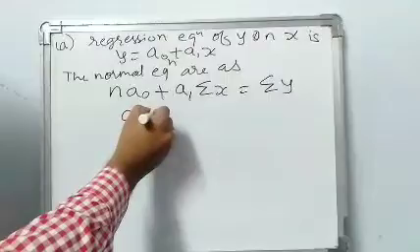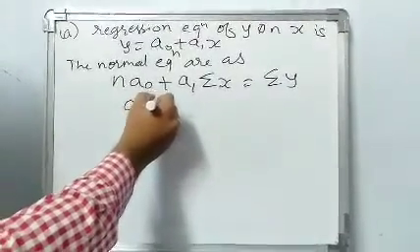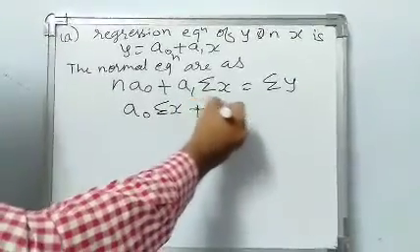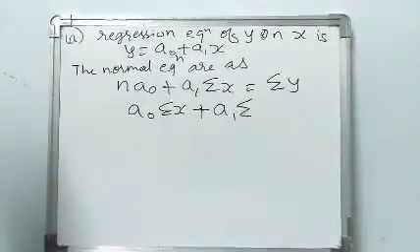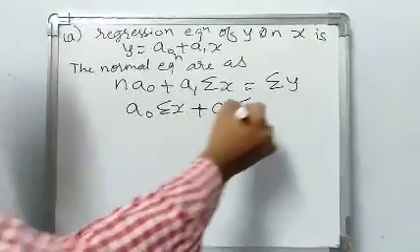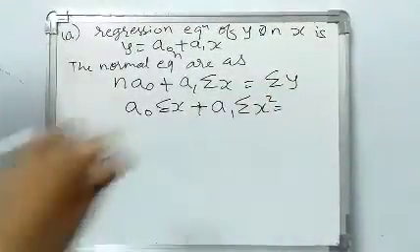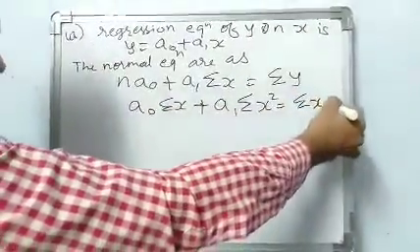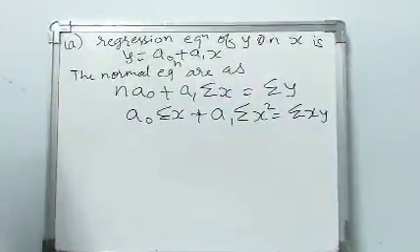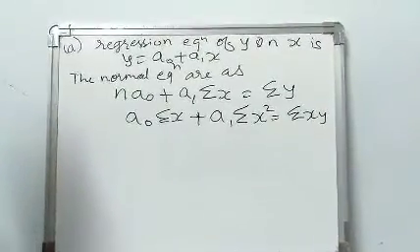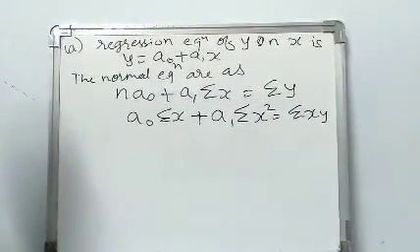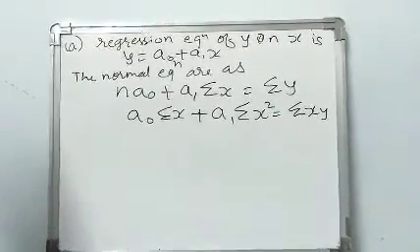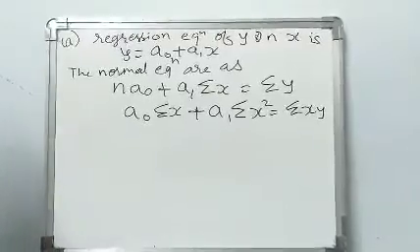The other is a0 into summation of x plus a1 into summation of x square is equal to summation of xy. So just keep this in mind: a0 summation of x plus a1 summation of x square is equal to summation of xy.